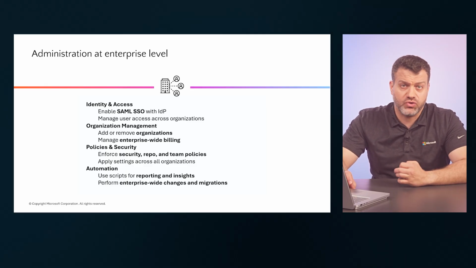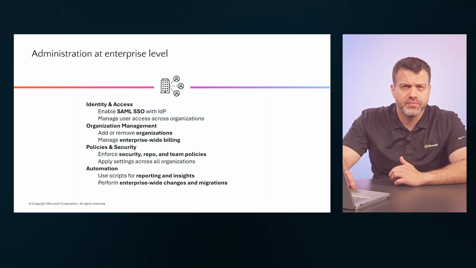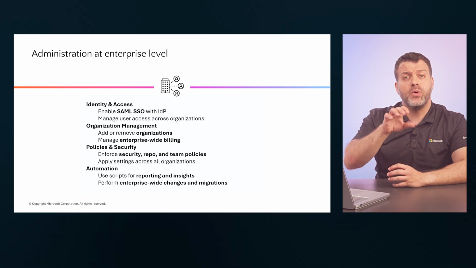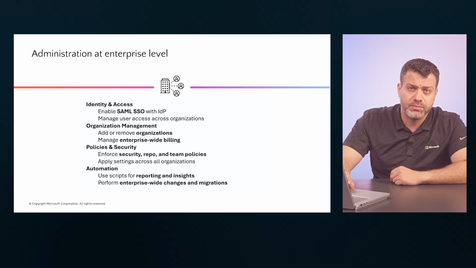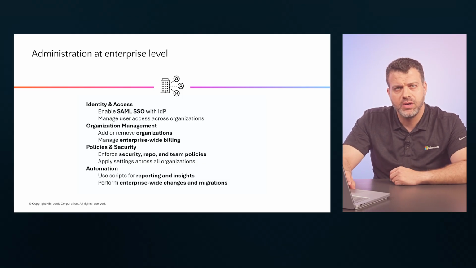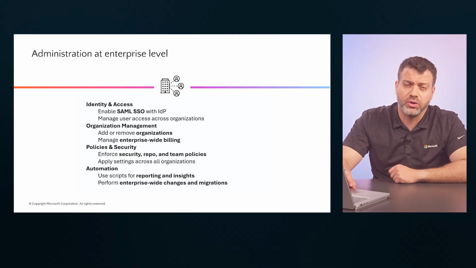I can automate through scripts, maybe analyze data, or perform any large-scale change. Using some of those automated skills, some API calls, I'll be able to either push change or pull change from my entire organization using fewer steps, and it will take less time. So enterprise owners ensure security, consistency, and control across the entire GitHub environment.